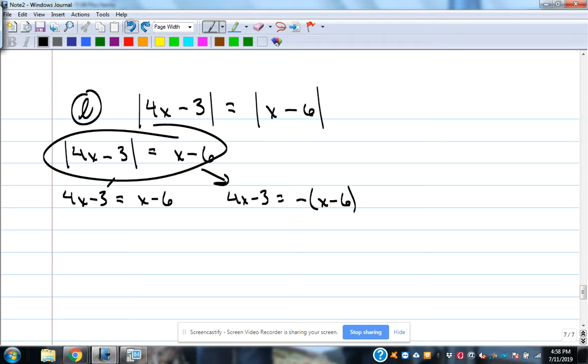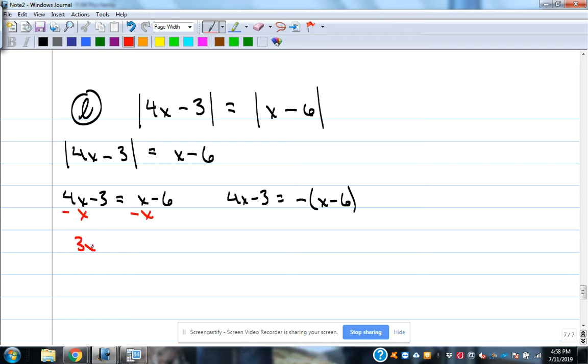From there, we solve those just like we would any other algebra problem. So I'm going to subtract x. So that's 3x minus 3 is equal to negative 6. Add 3.